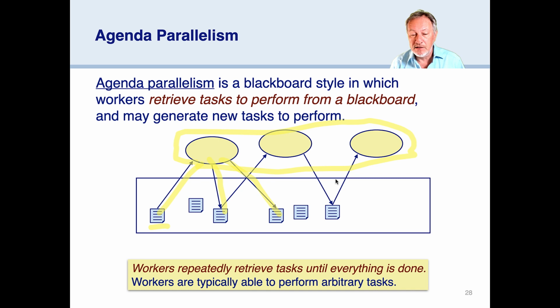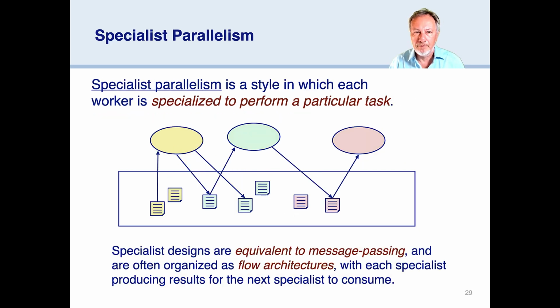In this kind of style, as opposed to the previous one where the workers are specialized to particular tasks, they produce particular parts of a solution. Here we have typically more general purpose workers who can perform any kind of task. So the information that's important is encoded in the message itself on the board rather than in the worker itself.